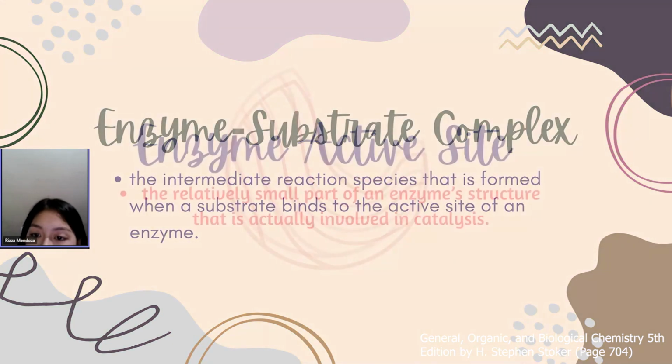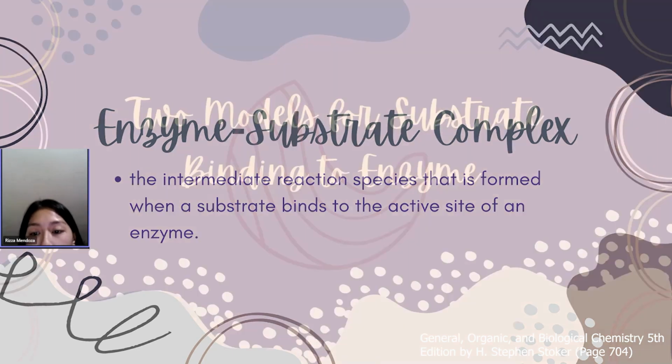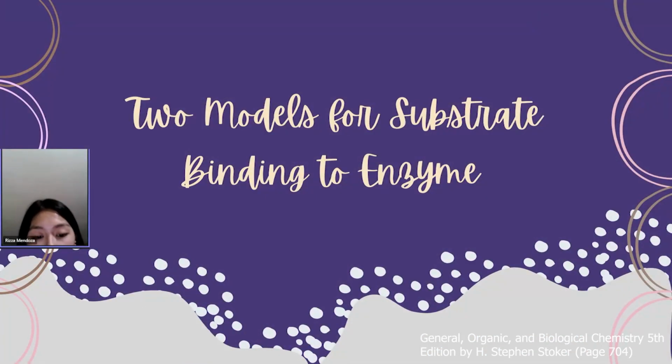So next is the enzyme substrate complex. It is the intermediate reaction species that is formed when a substrate binds to the active site of an enzyme. In enzyme-controlled reactions, this alternative pathway involves the formation of an enzyme substrate complex as an intermediate species in the reaction. There are 2 models for substrate binding to enzyme. The first one is the lock and key model.